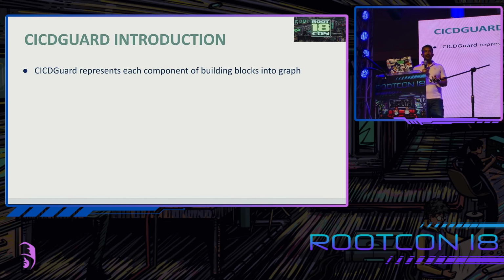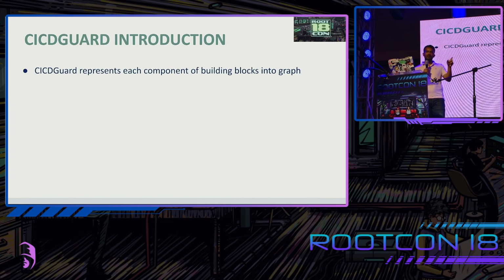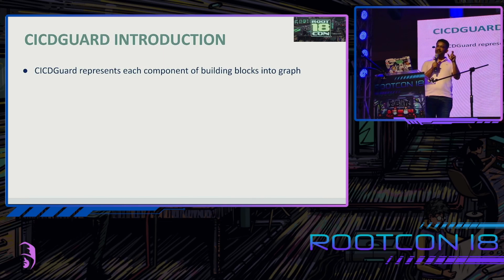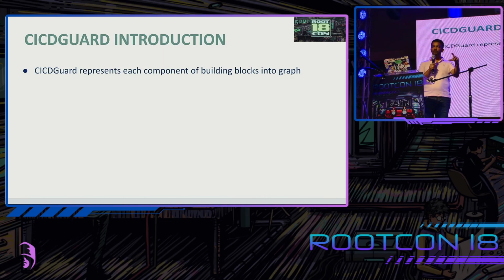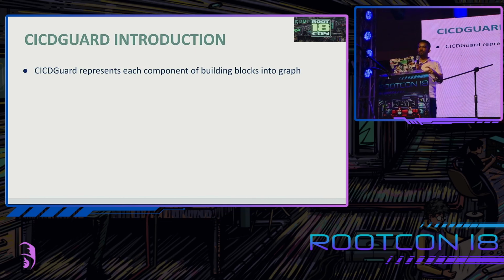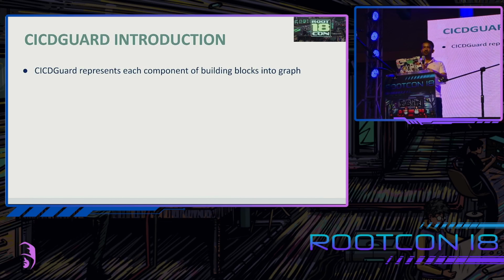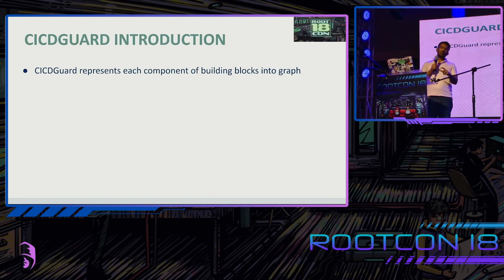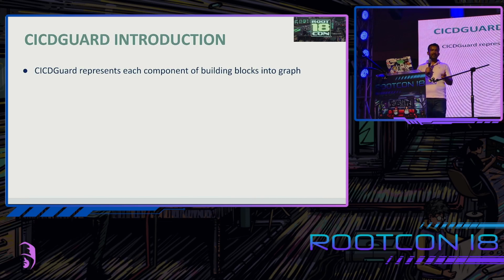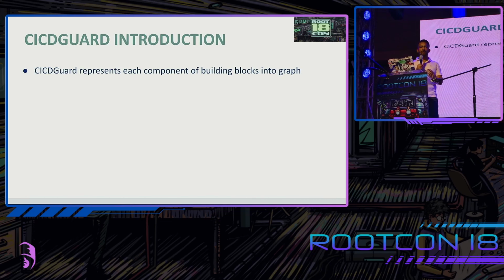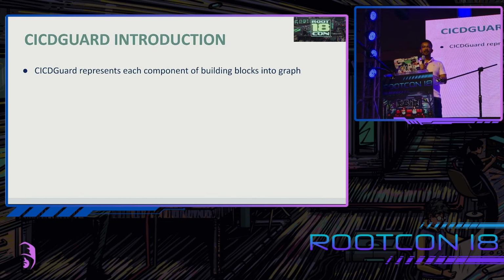So CICDGuard is not just looking at it as, okay, this is the Jenkins server, this is the action. It's even breaking down that Jenkins instance into the number of jobs, which servers those jobs are using for running that particular job, what kind of plugins are getting used, and what are the versions of those plugins being used. So it will break down each component of CI/CD into multiple layers, and then each layer will represent a relationship to the other layer.